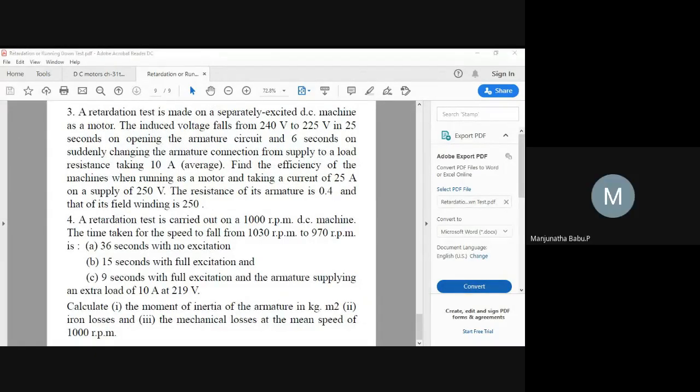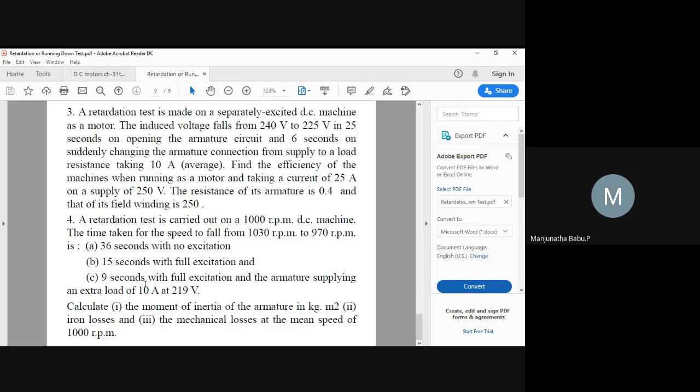2190 is the W dash. Now, with respect to the third condition, that is 9 seconds with the full excitation and the armature supplying that load, we are considering. So what is T2? T2 by T1 minus T2. T2 is 9 seconds and T1 will be 15 seconds with full excitation. So T1 will be 15 and T2 will be 9 seconds.